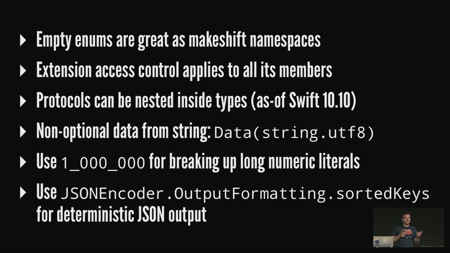There's a nice new thing in Swift 5.10. Protocols can now finally be nested inside other types, which is a great relief. It's the one thing that you couldn't do. It was so annoying. Another really annoying thing is if you have a string and you want to convert it to data because you need data, but it's an optional. Why does it return optional? It can never fail. So annoying, but there's this alternative syntax you can use, which I only discovered recently, but it's changed my life.